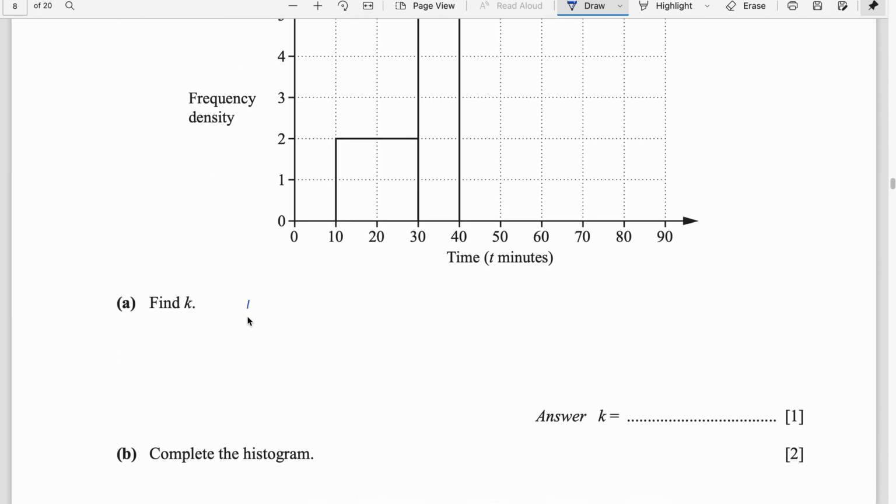First, let us do this. Frequency density is frequency divided by class width. So frequency density from 10 to 30 is 2. Class width is 20 and frequency is K. So K is equal to 40.